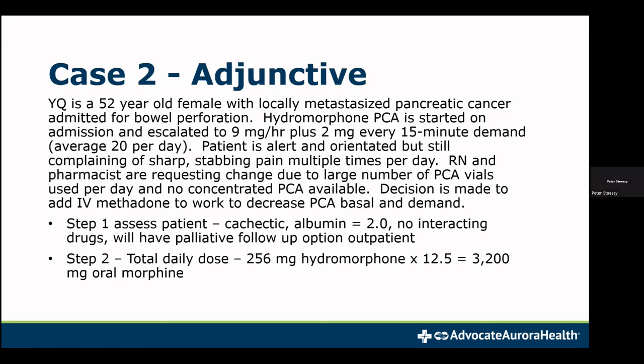So again, step 1, assess the patient, cachectic, albumin was 2.0, so that may be a sign they may have some more free drug available, perhaps. No interacting drugs, and we do have outpatient follow-up for this patient, so we're in good shape. Total daily dose, 256 of hydromorphone, again, using the 2 of IV hydromorphone to 25 of oral morphine, that's in McPherson's book. We get 3,200 milligrams of oral morphine, so at night, really a hefty dose.